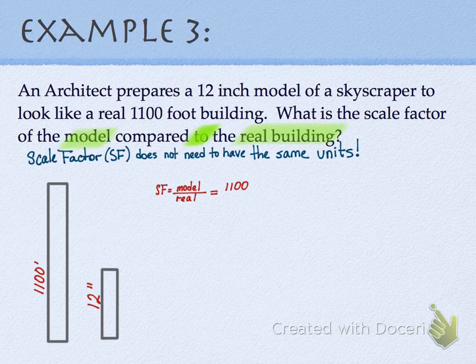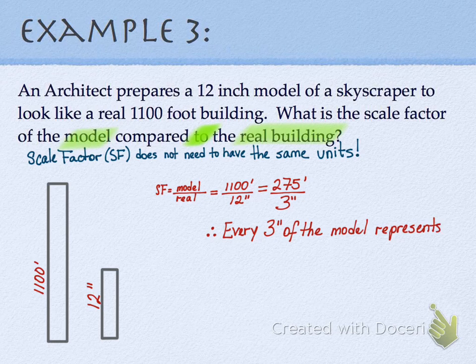So I plug it in, the 1,100 foot to 12 inches, and I reduce, and I end up with 275 foot to 3 inches. So that means that every 3 inches of the model actually represents 275 feet of the real building. That's it.